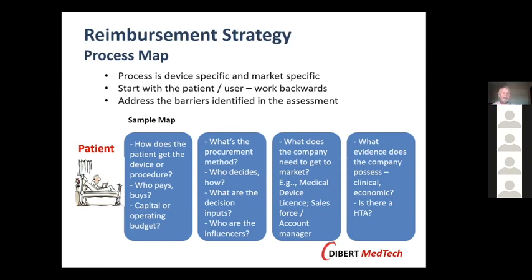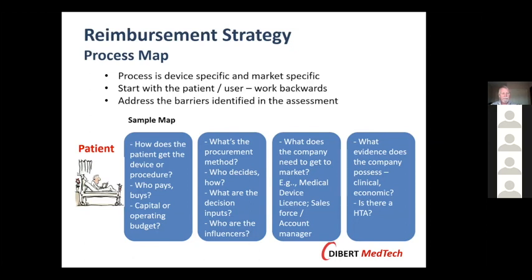So how does the patient get the device? Right? So simple question, how do they get it? Who pays for it? Who buys it? So sometimes the payer and the buyer are the same, or sometimes they're different. So for example, if a hospital is buying it, the payer is the province. However, if you're a clinic, you could be the payer and the buyer, because you're buying a device for your clinic. So you need to understand who they are.